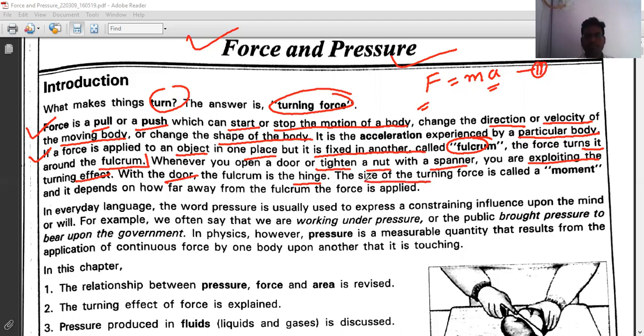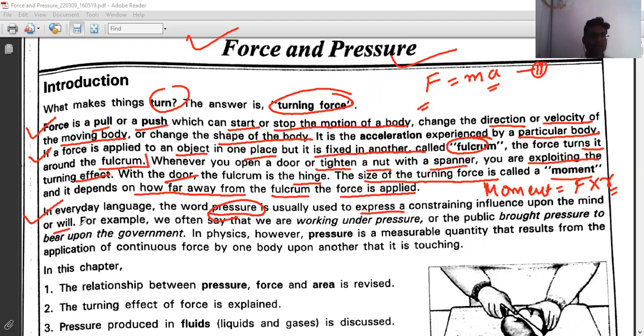Next point is the size of the turning force is also called moment. It depends on how far away from the fulcrum the force is applied. So that is called moment. So moment is nothing but force into displacement, right? That is called moment.